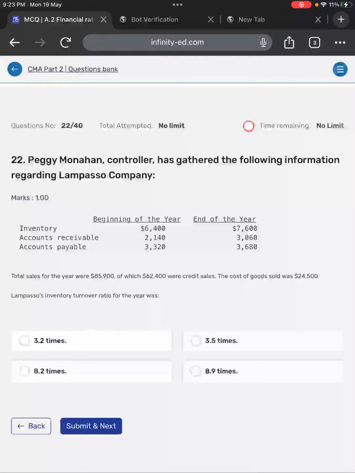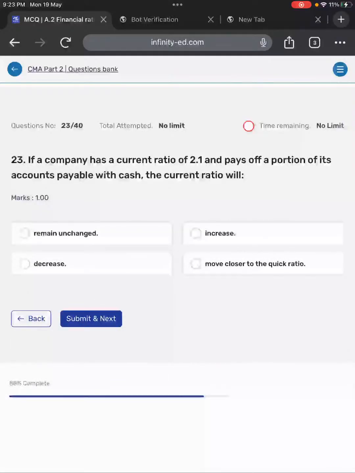This is asking for the inventory turnover ratio, and this is a repeated question as well. Inventory turnover ratio: we have to calculate average inventory, 6400 plus 7600 divided by 2 comes to 7000. Cost of goods sold 24,500 divided by 7000 comes to 3.5. This is the correct answer. Very simple.